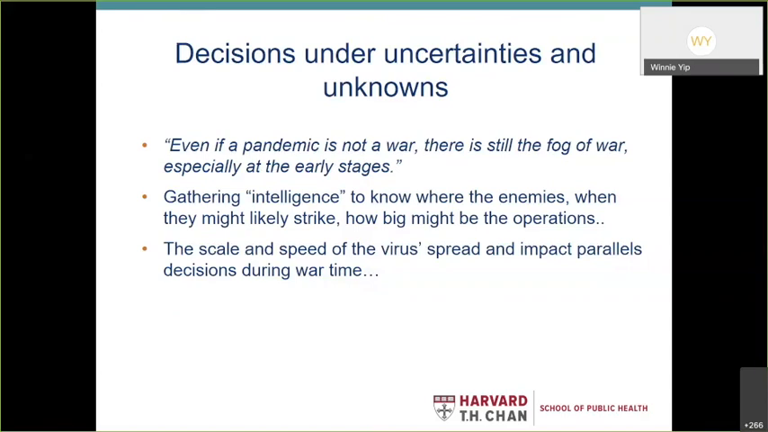And we hear people talk about testing as a way of gathering intelligence. And how much of the intelligence do we need to know to help the strategists make decisions of where the enemies are, when they might strike, and how big that strike might be? And different people have now drawn a parallel of the COVID-19 virus to war in terms of the scale, the speed, and the spread, and the potential impact that crosses borders.